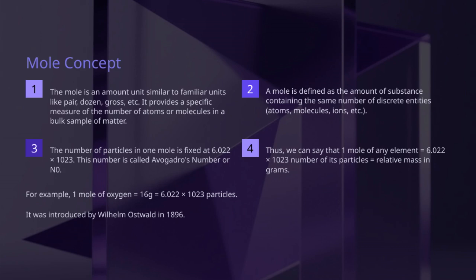The concept of the mole was introduced by Wilhelm Ostwald back in 1896, and it's really a way to bridge the microscopic world of atoms and molecules with the macroscopic world we can measure. Think of the mole as similar to other counting units like a pair, a dozen, or a gross. It provides a clear, consistent way to measure the amount of substance, especially when dealing with large numbers of tiny particles. And that's why the mole is so central to understanding how matter behaves and interacts at the atomic and molecular levels.